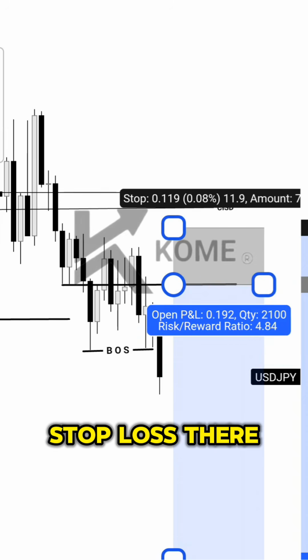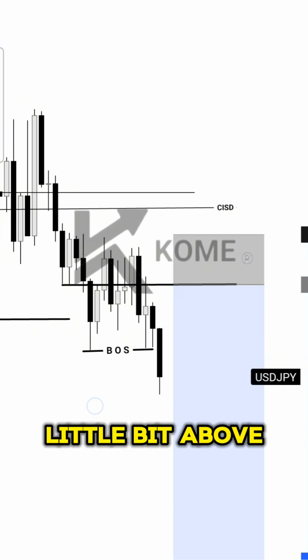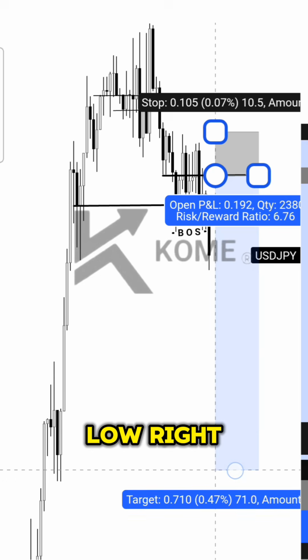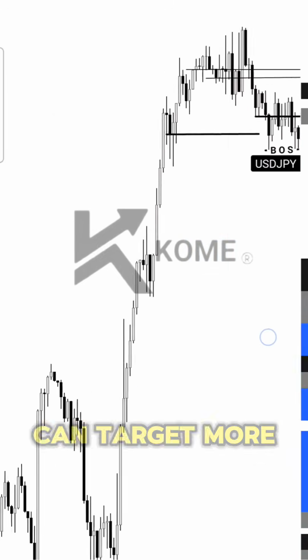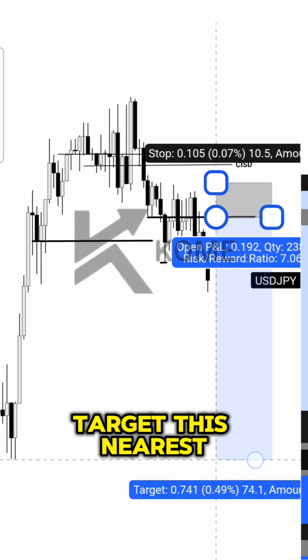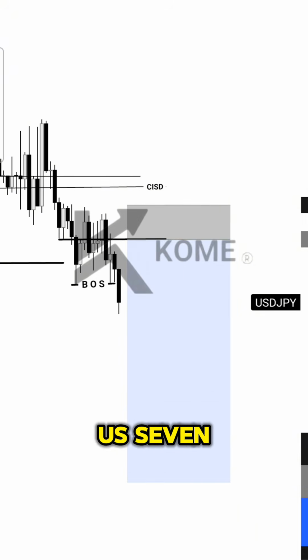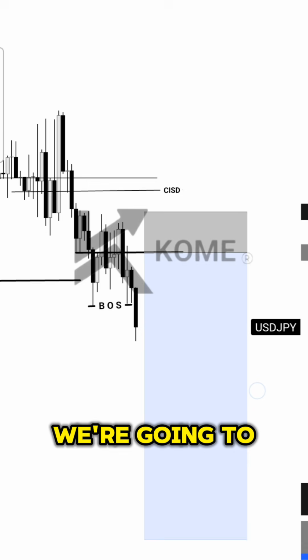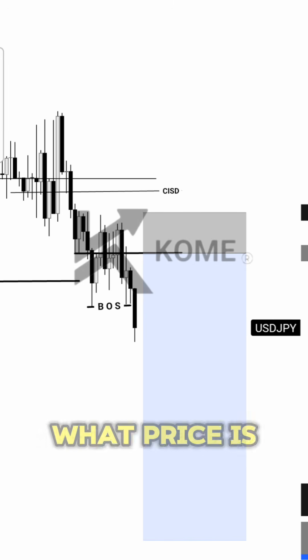So we put our stop loss there, just a little bit above that zone, and we can target this low, right? You can target this low, and of course you can target more, right? But for the sake of consistency, we have to target this nearest low, which is giving us a 7 risk to reward ratio. So basically we are going to play price now and see exactly what price is doing.